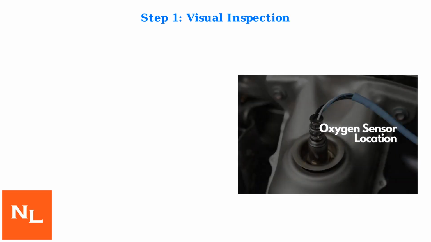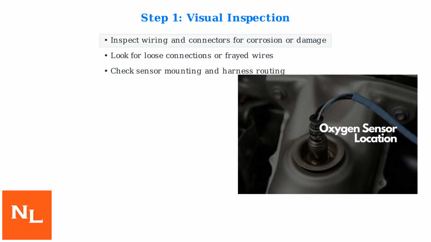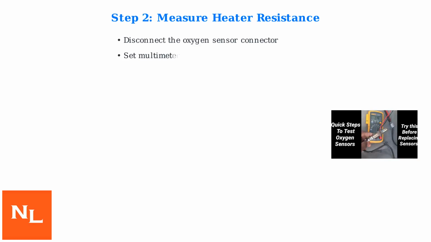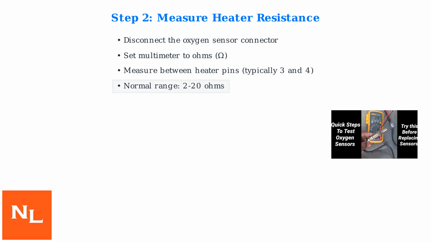Begin the diagnostic process with a thorough visual inspection of the oxygen sensor wiring and connectors. Check for signs of corrosion, damage, or loose connections that could interrupt the heater circuit. Next, use a multimeter to test the heater circuit resistance. Disconnect the sensor connector and measure the resistance between the heater pins. A reading outside the normal 2 to 20 ohms range indicates a faulty sensor.